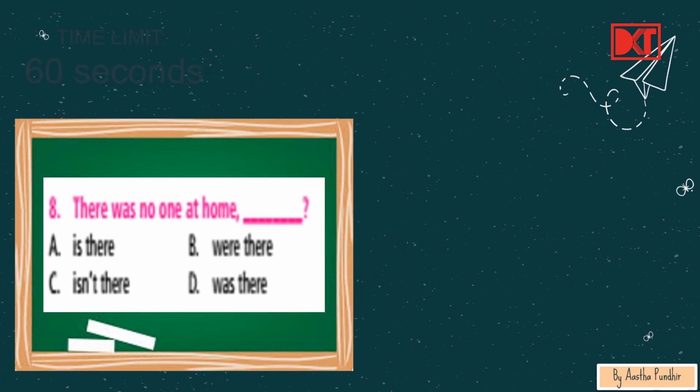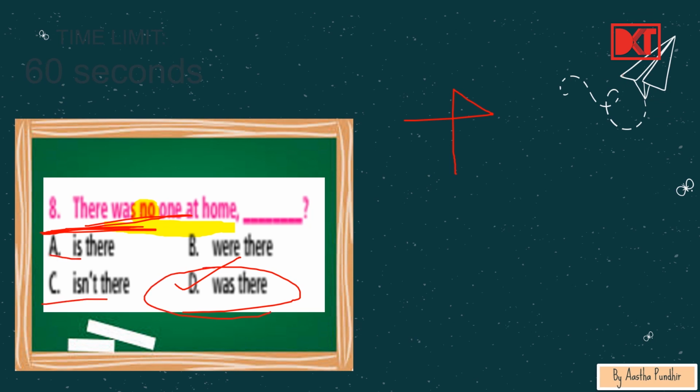Okay, next up we have "There was no one at home, dash." So here be careful. This may seem like a positive statement, but it is not. It is talking about no one being home, so it is a negative statement. Negating something, so the question tag will be positive, and we'll just have to reverse the subject and the verb. "There was no one at home, was there?" Pretty easy. The others, "is there," "were there," "isn't there": the verb is incorrect, and in "isn't there" the question tag is also negative. That is completely incorrect. Okay.